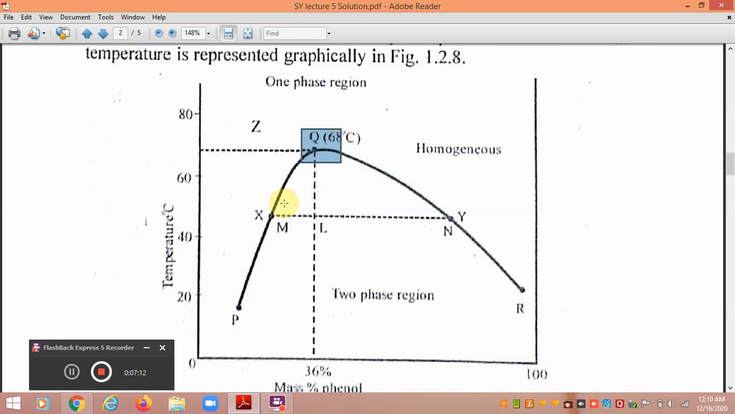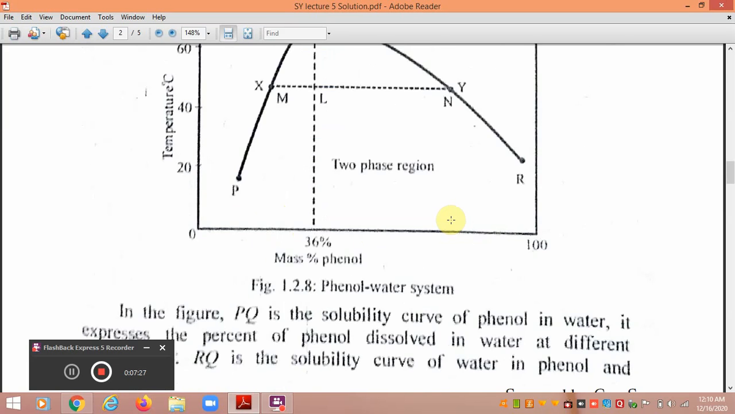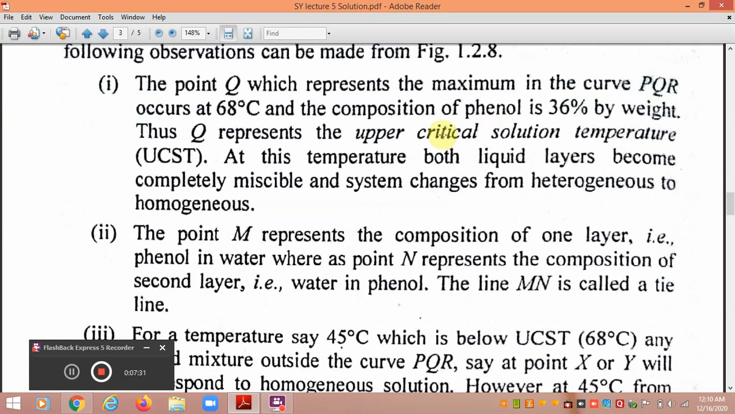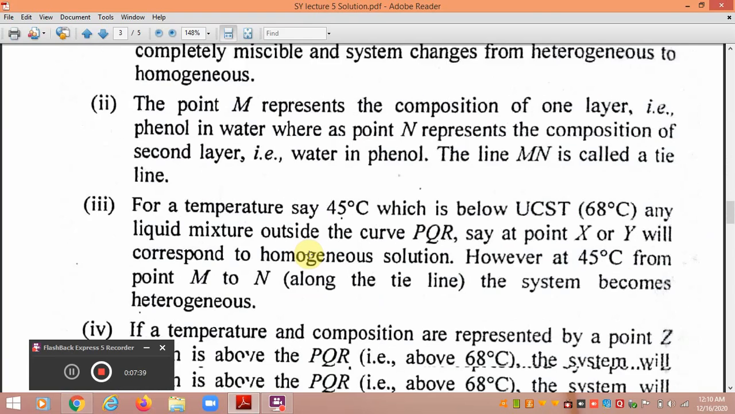The portion above the line XY is completely homogeneous, and below the XY line it is heterogeneous, and this XY line is called the tie line. This point M indicates the solution of phenol in water, and this point Y or N indicates the solution of water in phenol. This represents the composition of the second layer, that is water in phenol, and this represents the composition of one layer, that is phenol in water.